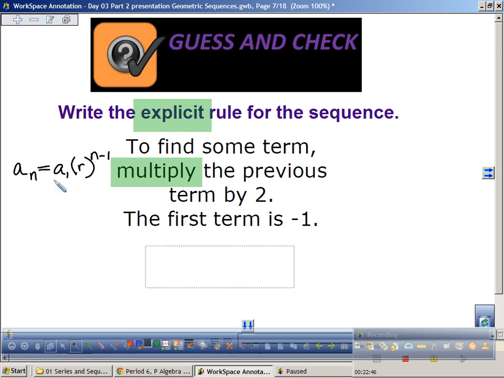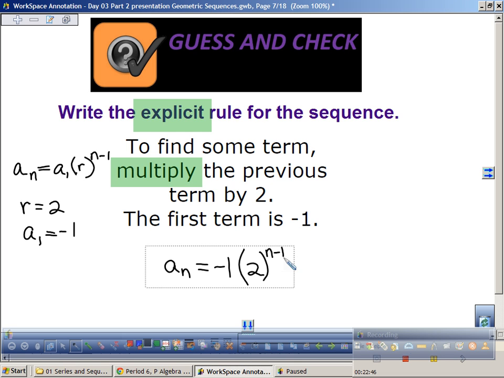So to find some term, multiply the previous term by 2. So I know r is 2. I'm multiplying by 2 every time. And the first term is negative 1. So if I substitute both of those pieces of information back into my formula, I would have a sub n, or for some term, I take the first term, which is negative 1, and I'm going to multiply 2 for however many times I need to jump minus 1.